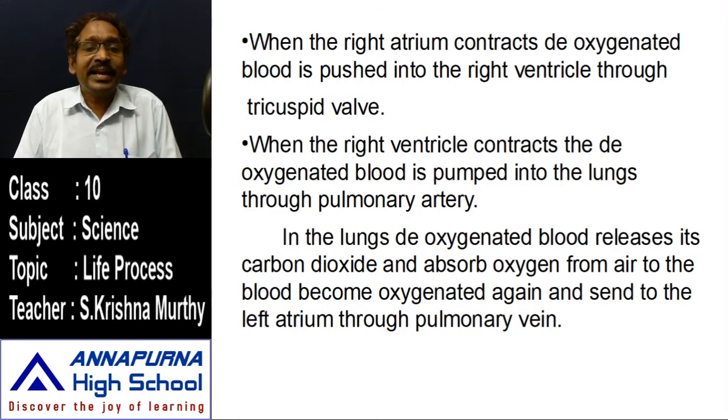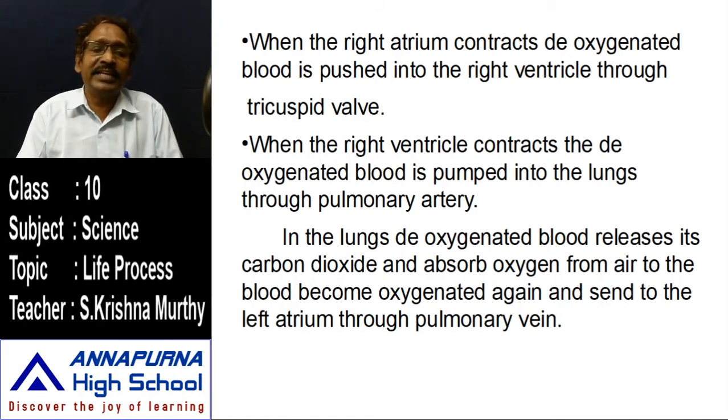Here, when the right atrium contracts, listen about that. Until now we have learned about oxygenated blood on the left side, the ventricle and atrium, and now the right side. When the right atrium contracts, what is there in the right atrium? The right atrium has deoxygenated blood, which is brought by the superior vena cava and inferior vena cava from the body parts.